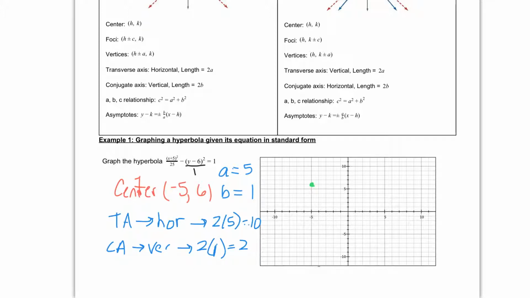Our transverse axis is a total length of 10 in the horizontal direction. So we're going to count 5 to the left and 5 to the right from our center to plot those points. So we have a total length of 10 for our transverse axis. Okay, so we've got 5, and then another 5 will make 10. And then for our conjugate axis, it's a total length of 2, so we're going 1 up and 1 down. And we'll plot those points, so 1 above and 1 below. And what we're going to make is a little rectangular dotted box.